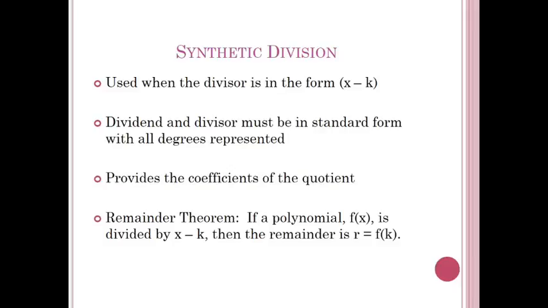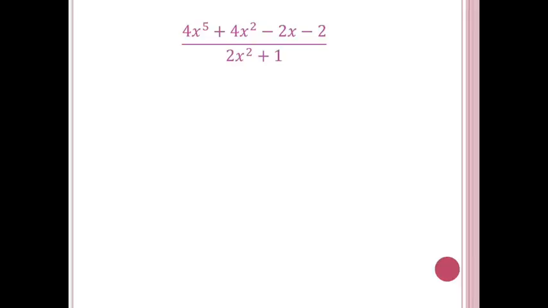And there's a remainder theorem. If a polynomial f of x is divided by x minus k, the remainder is f of k. And we'll talk about that later. I'm not so much going to talk about that now as the process of synthetic division. Okay, so let's look. We've got this big polynomial. This one I can't use synthetic division on. Why? So hopefully you got that right, that that's not an option for synthetic division.